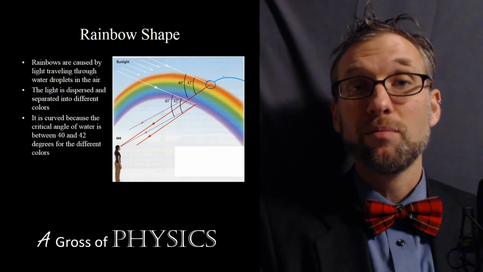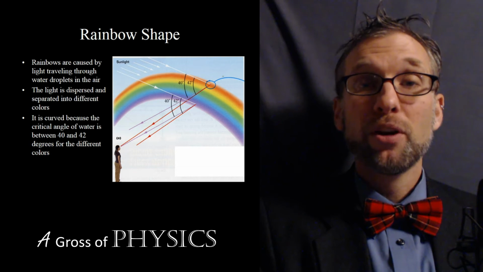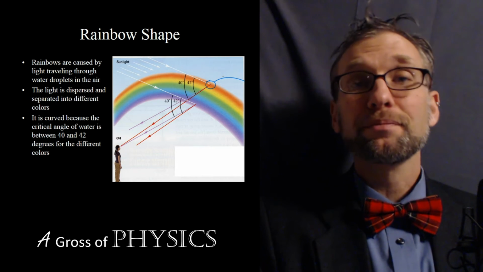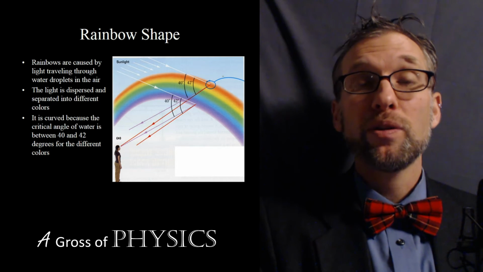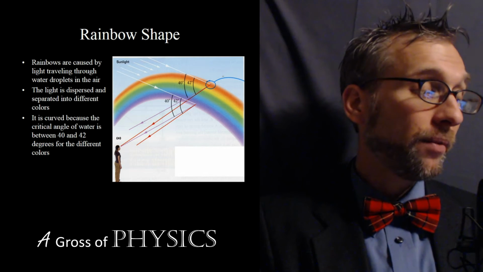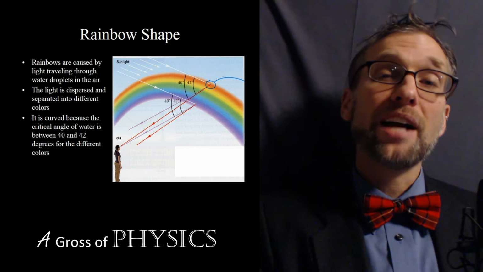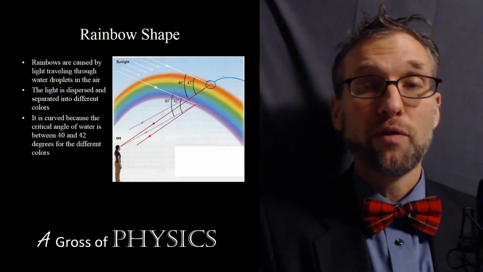Now, a rainbow does not actually have an end. It stops at the horizon because it can't continue. But a true rainbow would be circular. If you were to see a rainbow in an airplane or a helicopter, you would see that it has a full circular pattern.